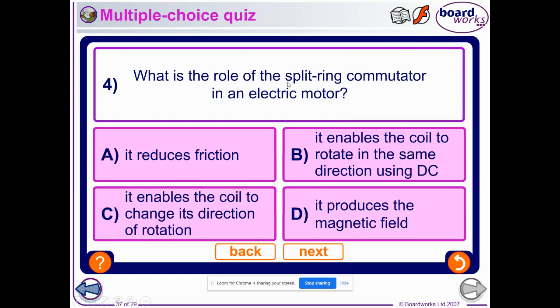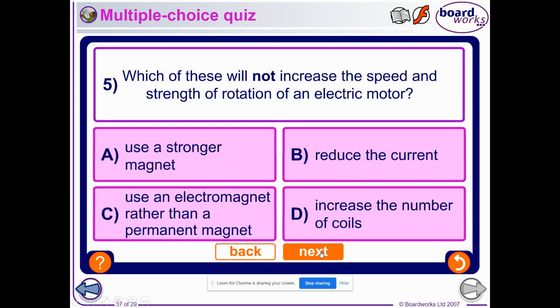Next one, what is the role of the split ring commutator in an electric motor? The split ring commutator is to enable the coil to rotate in the same direction using DC. Next, which of these will not increase the speed and strength of rotation of an electric motor? The one that will not increase is reducing the current. If I reduce the current, I would reduce the speed and strength of rotation.